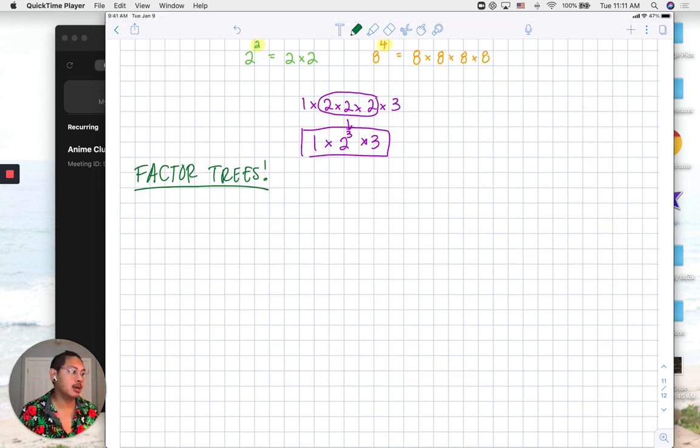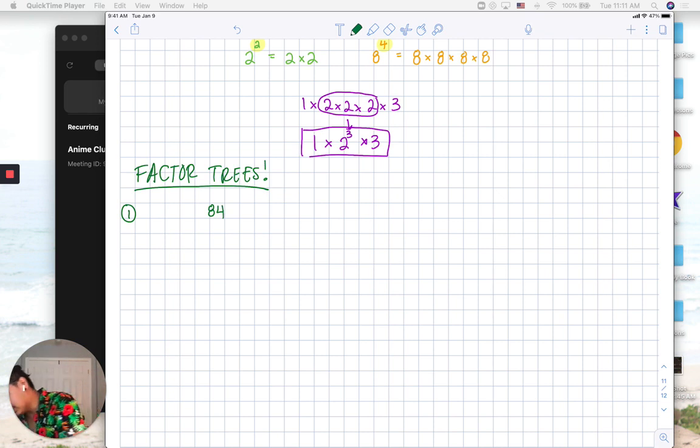Now, we call them factor trees because they kind of look like trees. So, what you're going to do, you're going to start with the number you're trying to break down into its prime factorization. So here's an example. I'll call this example 1. We have the number 84.